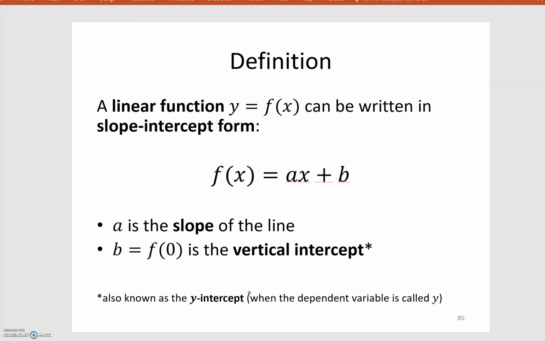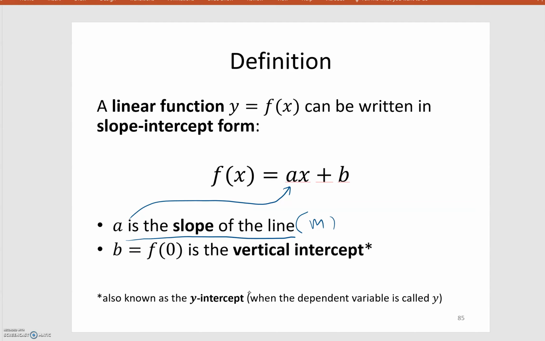And here it is. A linear function can be written in what's called slope-intercept form, which is the following. f(x) = ax + b, where a is the slope of the line, and that's this term right here. You will very often see this written as m. Our textbook uses a, but m is also very commonly used.